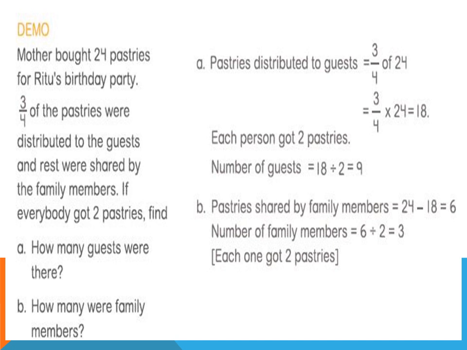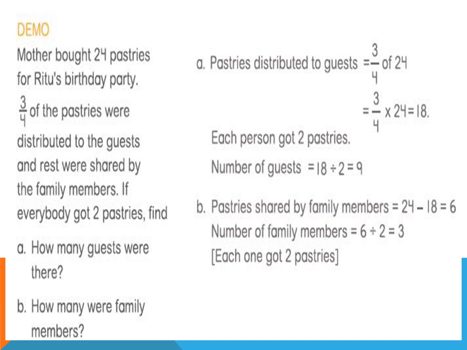So pastries distributed to the guests is equal to 3/4 of 24. Total pastries were 24 and 3/4 were distributed to the guests. So 3/4 into 24 gives you 18. Now since each person got 2 pastries, the number of guests will be 18 divided by 2, equal to 9 guests.